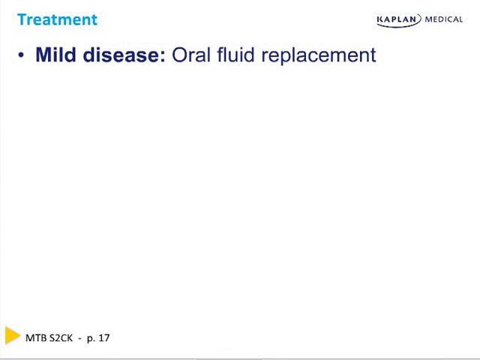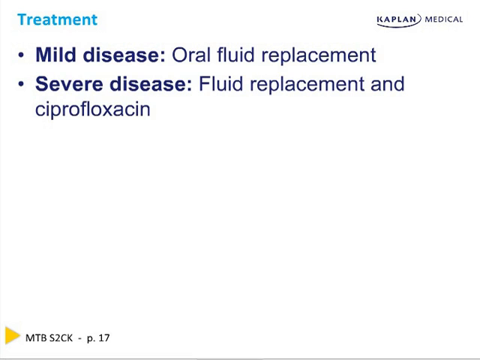What's the best initial therapy? Well, it depends on the severity of the disease. The best initial therapy for mild disease is simply oral fluid: Gatorade, salt, sugar, liquid. Just water them, they'll be fine. Now, severe disease is treated with fluids and a fluoroquinolone, ciprofloxacin.